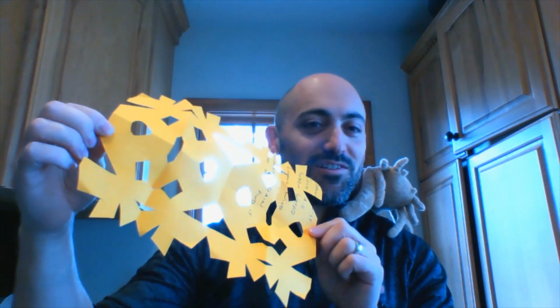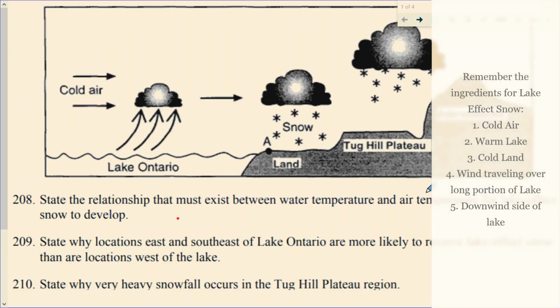Snow. It's a snowflake. Doesn't really look like one, does it? This is a great diagram, which is why I picked it. I'm not crazy about the phrasing of "state the relationship." It doesn't really follow the format that great, but water temperature and air temperature: for lake effect snow to develop, you need warm water and you need cold air.